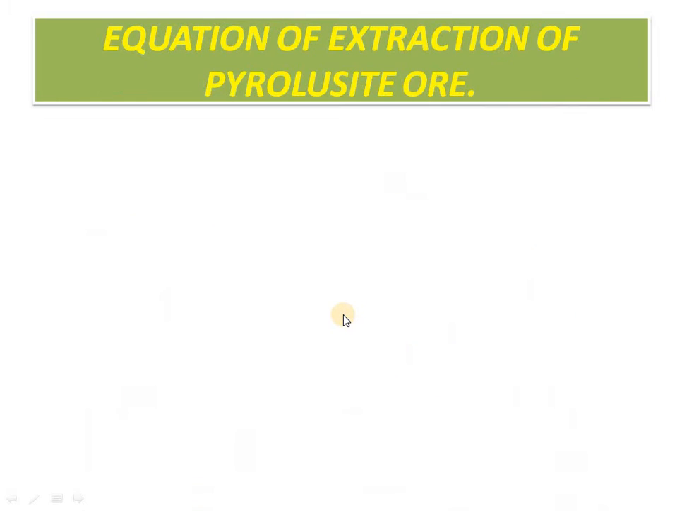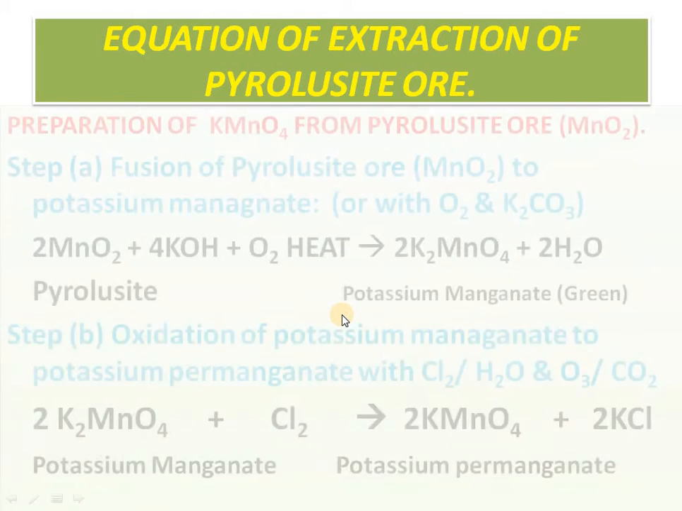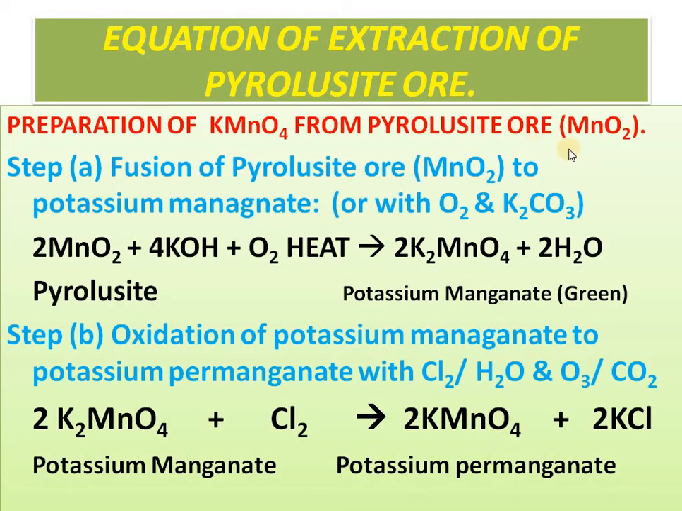So the next is the equation of extraction from pyrolusite ore. So what is pyrolusite ore? It is MnO2. So we are fusing pyrolusite ore with KOH in the presence of oxygen, and on heating we are getting potassium manganate. Please see KMnO4 and potassium manganate. Here the color also is different. Here green is there, and purple will be there.